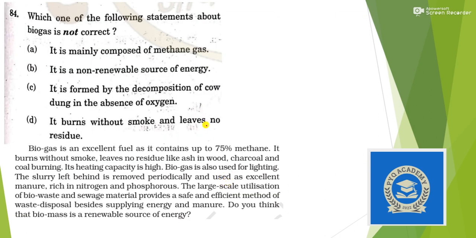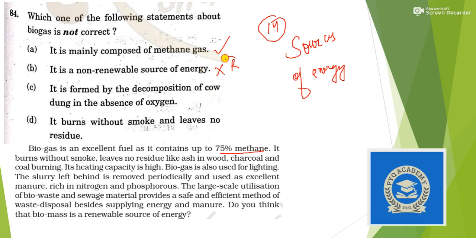Which one of the following statements about biogas is not correct? Again a question directly taken from NCERT. The chapter was chapter 14 of class 10, sources of energy. It is mainly composed of methane gas. Yes, completely true. You can see here, biogas is an excellent fuel as it contains up to 75% methane. Then, it is a non-renewable source of energy. No, it is a renewable source of energy.